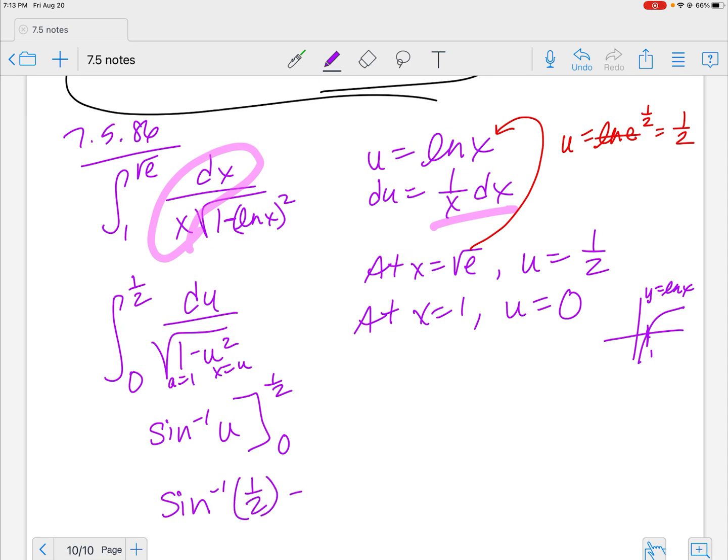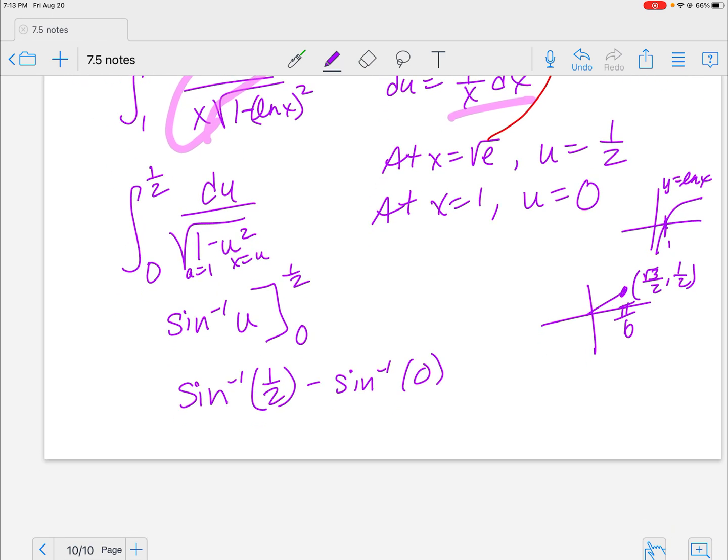Inverse sine of 1/2 minus the inverse sine of 0. Where is sine 1/2? Pi over 6. Square root of 3 over 2, 1/2. So I've got pi over 6 minus 0 is just pi over 6.